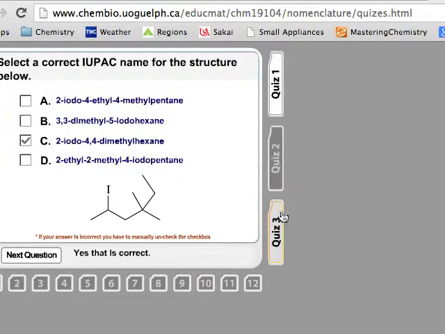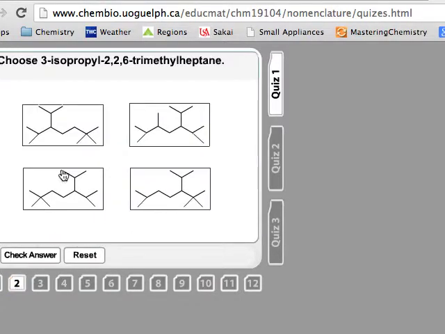Notice that there's quizzes 2 and 3, but that's going to get out of alkanes. And we may come back to those later.